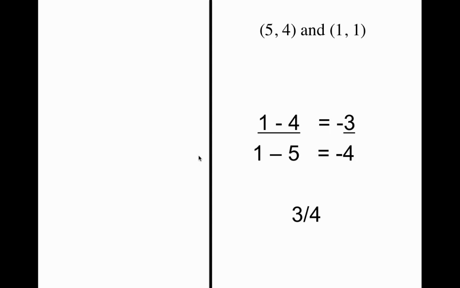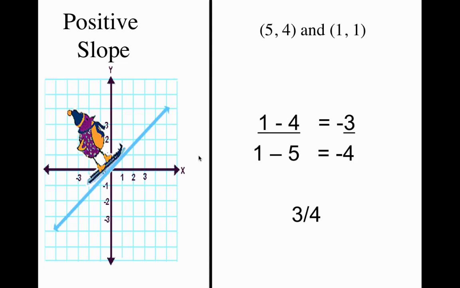Next one is, the points are 1 minus 4 gives me -3, and then the other one is 1 minus 5 gives me -4. If we graph this, this is a positive slope. And when I end up with -3 over -4, that gives me a slope of 3 over 4.